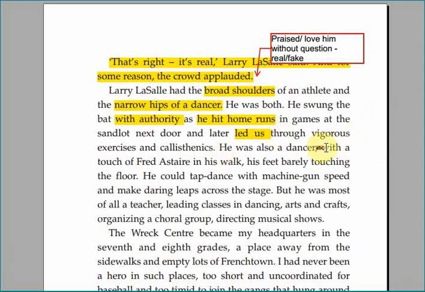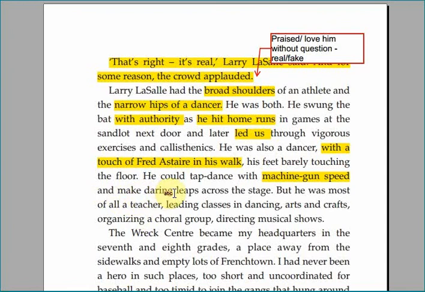He was a dancer, and then I would take this bit with a touch of Fred Astaire in his walk, his feet barely touching the floor. So he's seen as this beautiful movie star element. He's seen as very attractive and very capable as a dancer. He could tap dance with machine gun speed. Now again, you've got that language kind of giving you this idea that he's a threat. Yeah, he can tap dance with machine gun speed suggests he's very good at tap dancing. But actually, that image of a machine gun should be in your head, this idea of something threatening or damaging or dangerous when we think about Larry Lasalle.